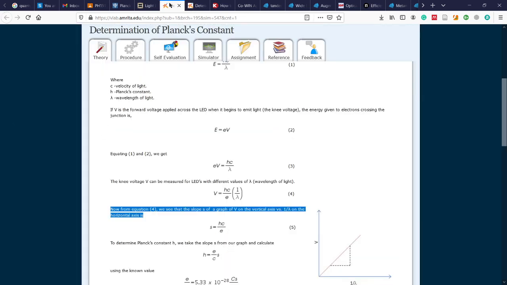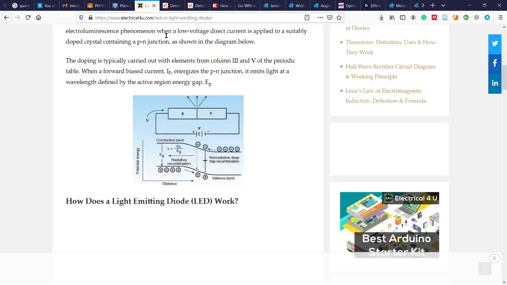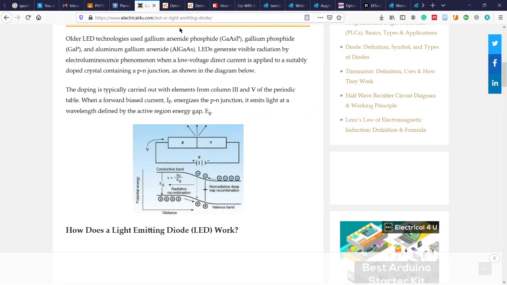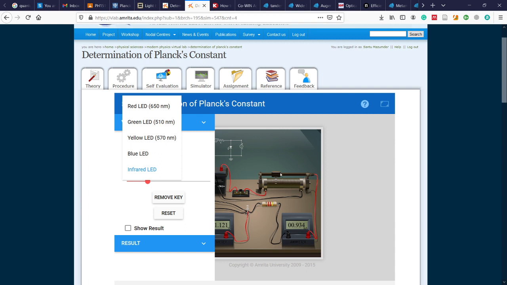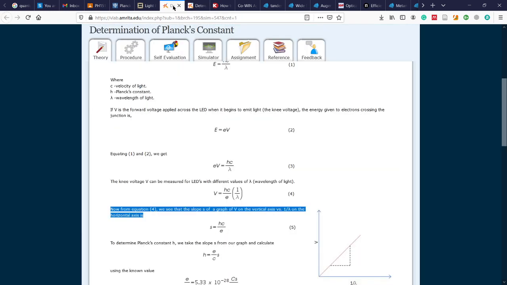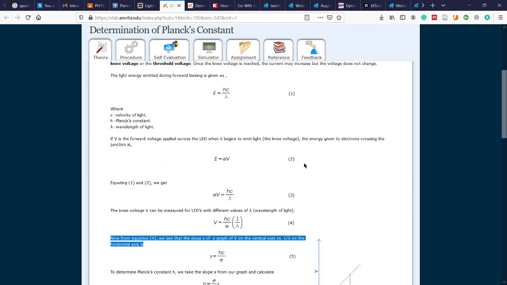We have done all these things. We have gone through the theories of Planck's constant, we have gone through the theory of the LED and how LEDs work, and we have gone through the formulas and the graphs, and we have successfully performed the experiment to get the knee voltages. And that's all for today. And using this virtual lab, you can find out all these things that we have mentioned here.